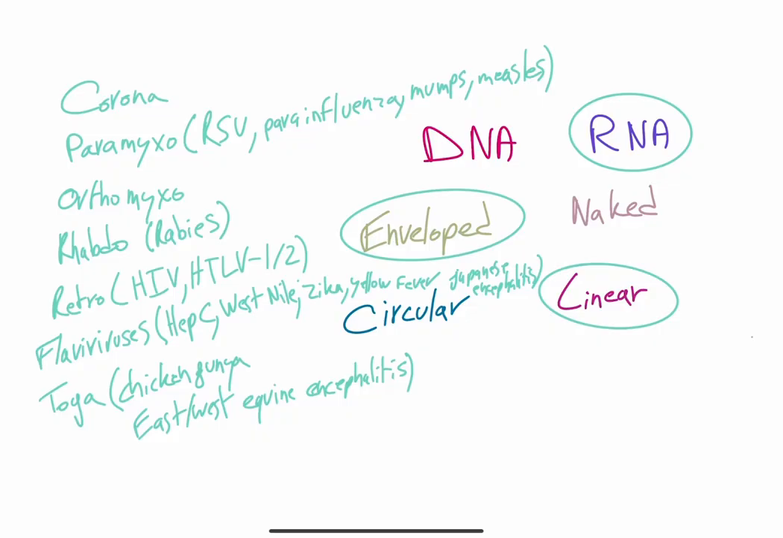Here we have coronaviruses. We have paramyxoviruses such as RSV, parainfluenza, mumps, and measles. We have orthomyxoviruses such as influenza. We have rhabdovirus for rabies. We have retroviruses such as HIV and HTLV 1 and 2. We have flaviviruses, that's hepatitis C, West Nile, Zika, yellow fever, Japanese encephalitis. We have togaviruses, that's chikungunya, Eastern and Western equine encephalitis. This is a high-yield group, you have to know these.